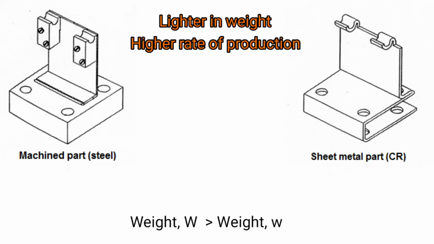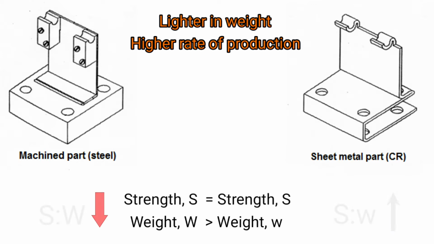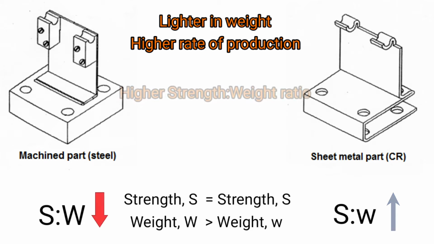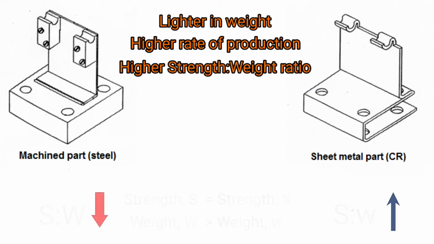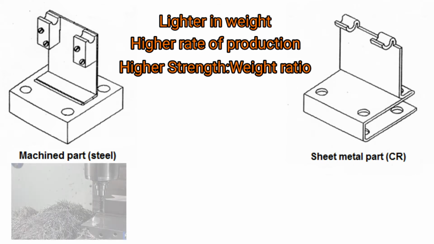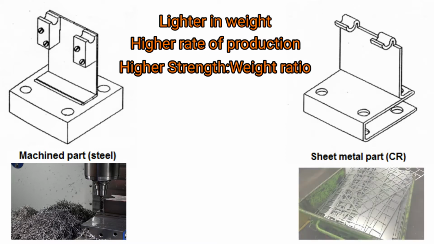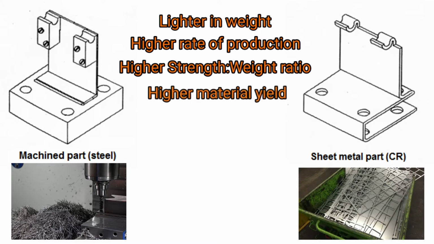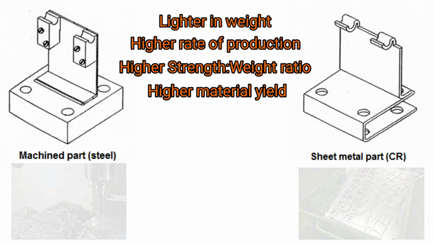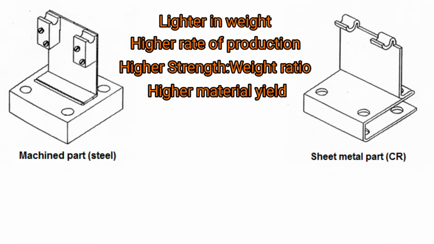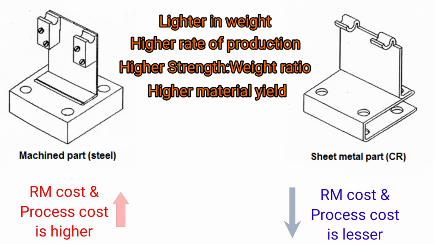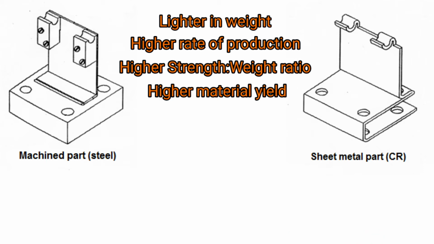Due to lower weight and still having comparable strength, sheet metal parts has higher strength to weight ratio. Hence, they are preferred in lightweight applications. While machining, lot of material is removed in the form of chips, whereas in stamping very less scrap is generated. That's why sheet metal parts has higher yields. Since raw material cost is less due to lighter weight and labor cost is also less due to higher rate of production, sheet metal part is always a cheaper option.